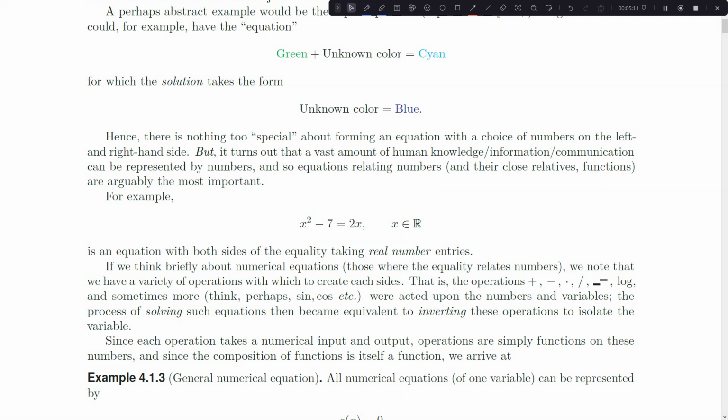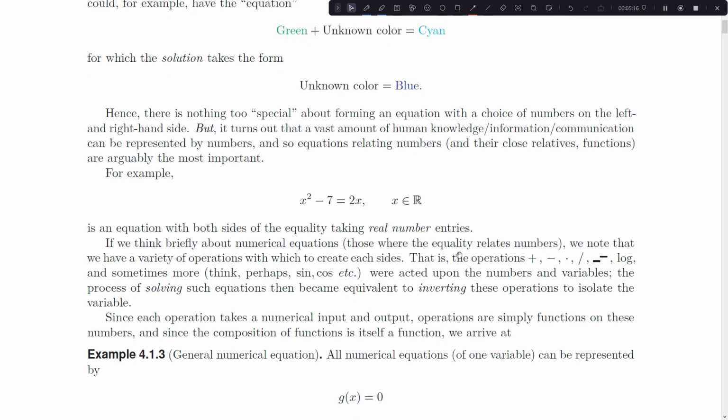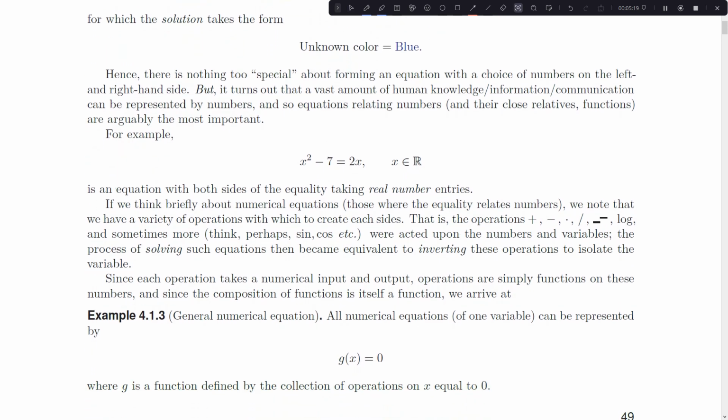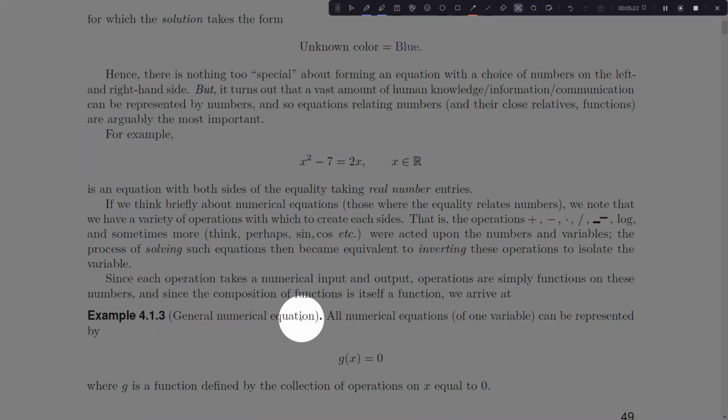My next example could perhaps be a definition, but I'm leaving it as an example, and I'm going to describe why I call it like this. So I'm saying this is a general numerical equation. Any equation which relates numbers can be written in one variable. As long as I restrict myself to one unknown, every equation which relates numbers can be written as g of x equals 0, g of x being a function defined by the collection of operations on x. So I have some collection of operations I want to perform on my unknown variable x, and I'm going to set that equal to 0.